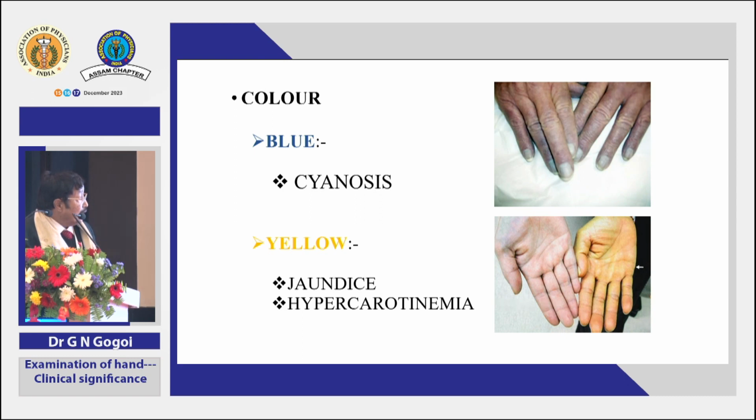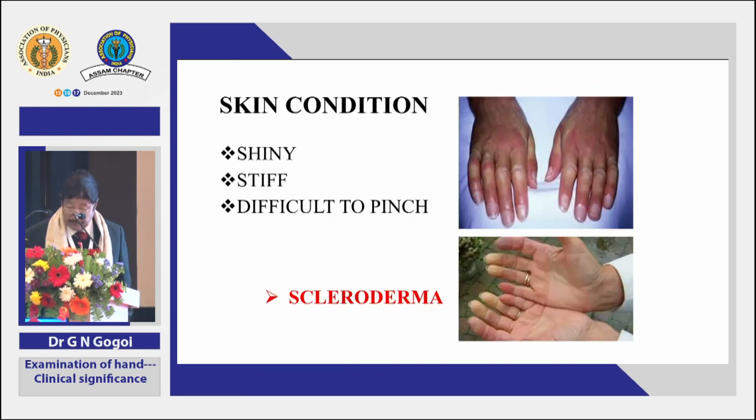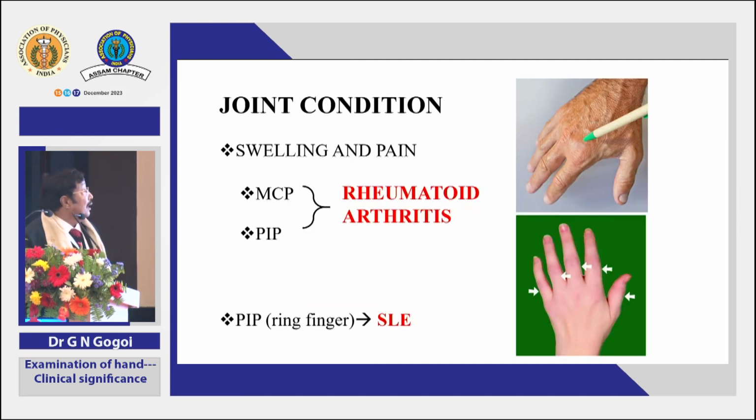If there is yellow color, immediately you look at the eyes. If the eyes are also yellow, it is jaundice. If the eyes are not yellow and only the skin is yellow, it can be a case of hypercarotenemia. Then you see the skin condition. It can be shiny, stiff, and difficult to pinch. It can be a case of scleroderma. And then we will go for the joints.